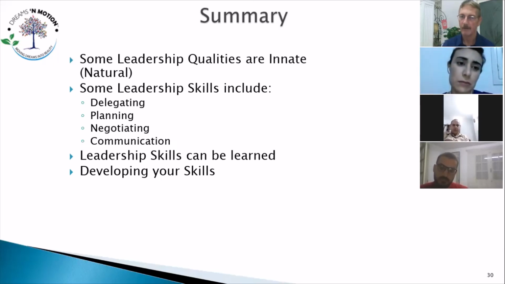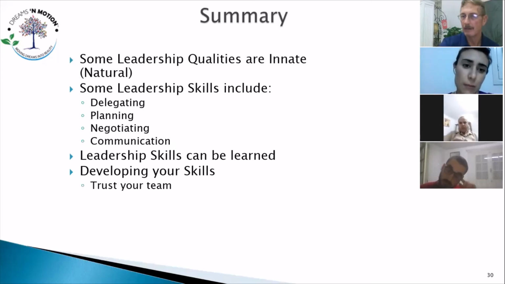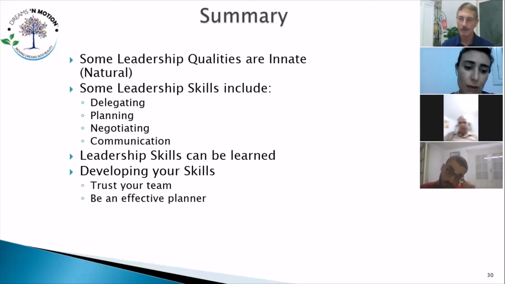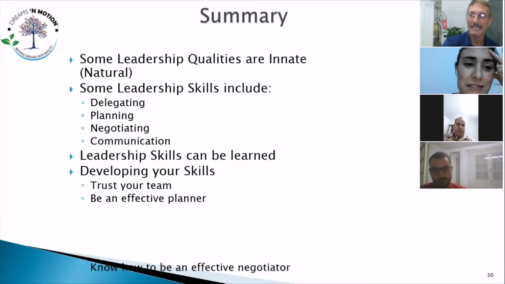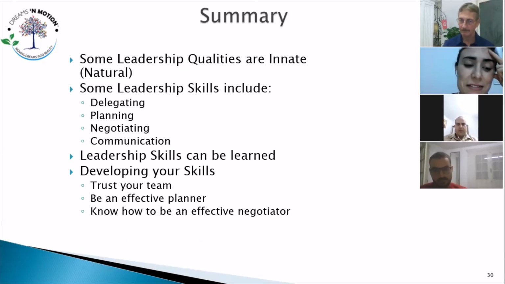And if we're thinking about developing our skills, you have to trust your team. If you're a leader and you don't trust your team, you've got problems, okay? You've got serious problems. You need to think about what you're going to do about it. You need to be an effective planner to be a leader, because it's one element of it. You need to know how to be an effective negotiator, because part of leadership is all about, I'm going to get this or that. Knowing how to negotiate.